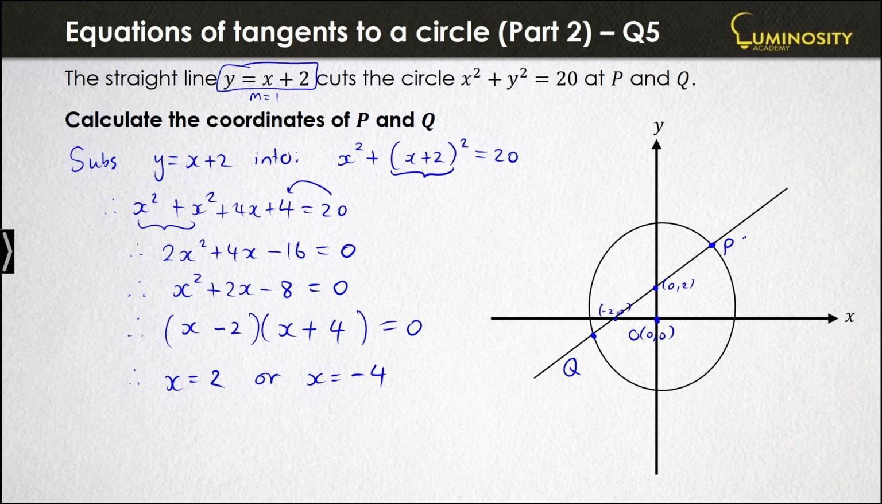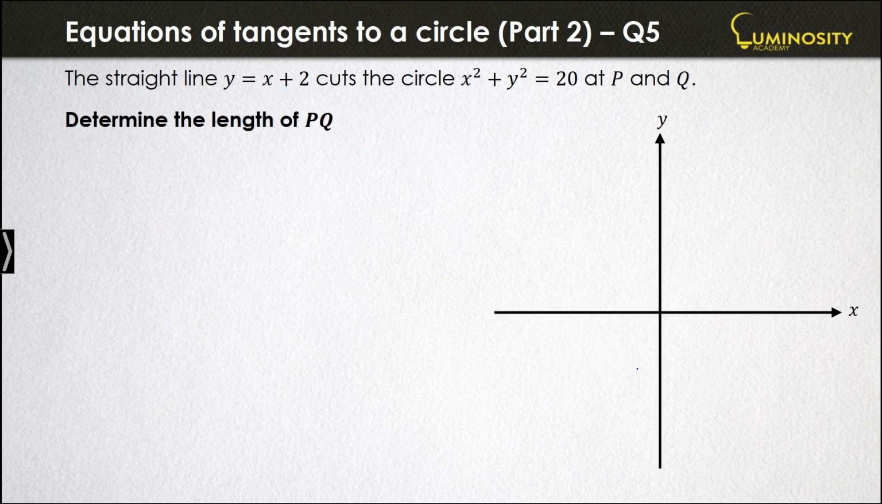If I put 2 here, because it makes sense, that's where the positive region is, and I'll put negative 4 here. Then if I replace that into y equals x plus 2, if I put 2 here, it's going to be 2 plus 2 is 4. And if I put negative 4 here, negative 4 plus 2 is negative 2. Those are the coordinates of P and Q.